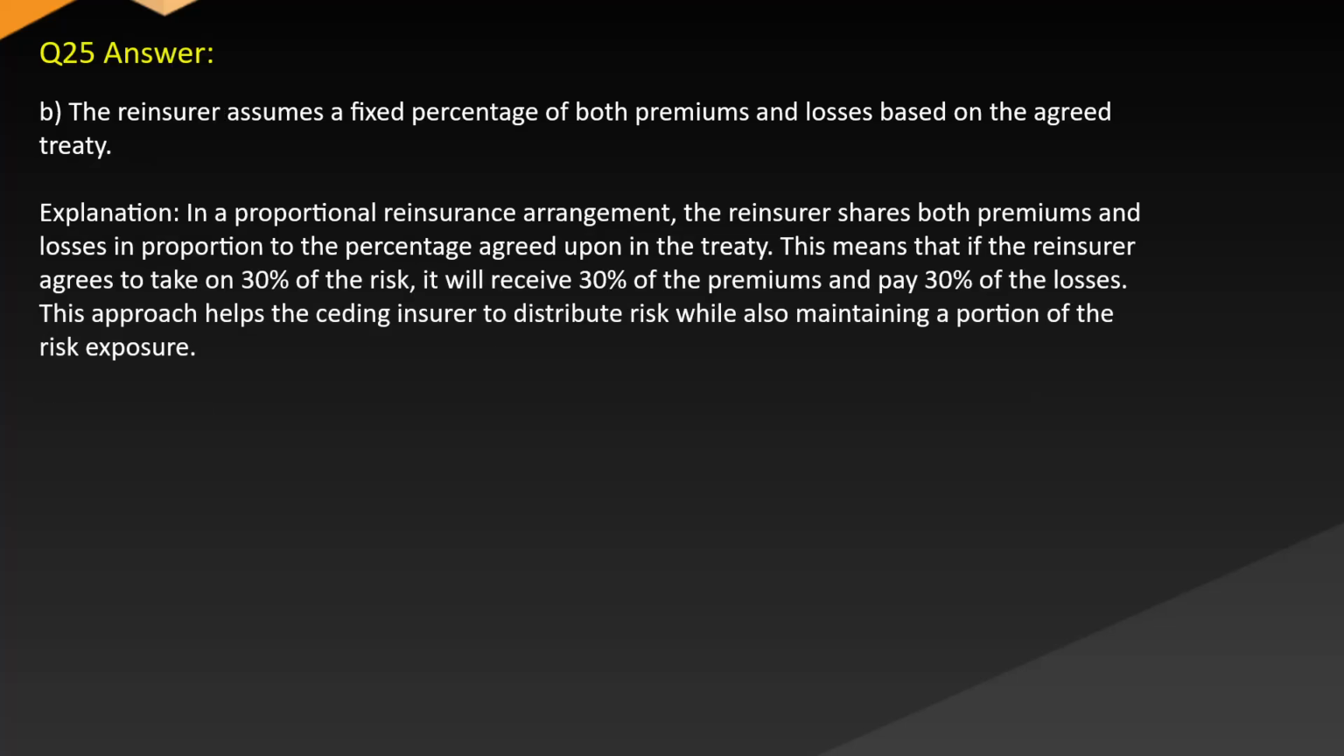Answer: B. The reinsurer assumes a fixed percentage of both premiums and losses based on the agreed treaty. Explanation: in a proportional reinsurance arrangement, the reinsurer shares both premiums and losses in proportion to the percentage agreed upon in the treaty. This means that if the reinsurer agrees to take on 30% of the risk, it will receive 30% of the premiums and pay 30% of the losses. This approach helps the insurer to distribute risk while also maintaining a portion of the risk exposure.